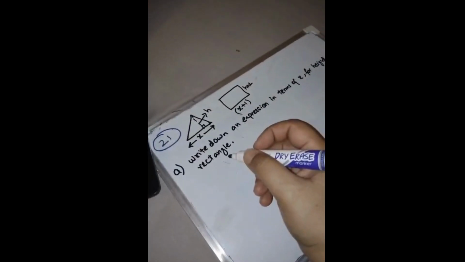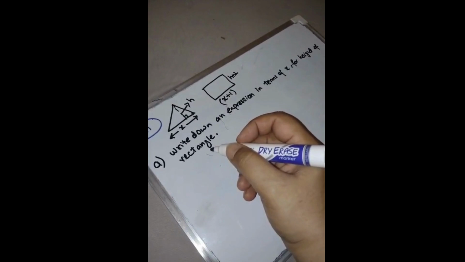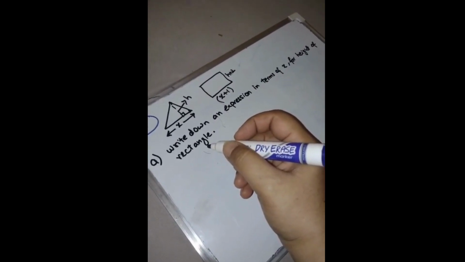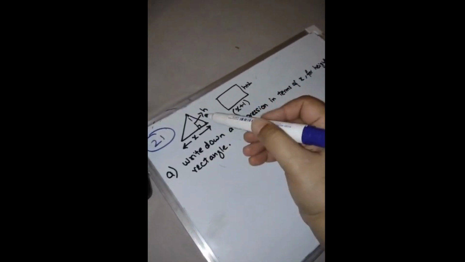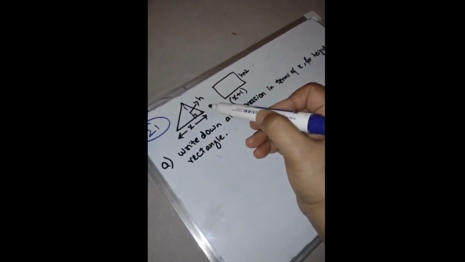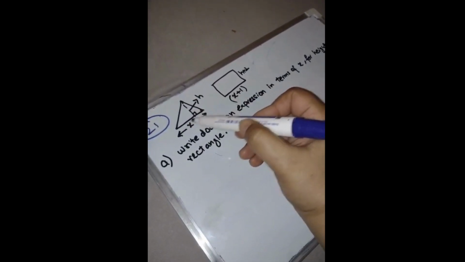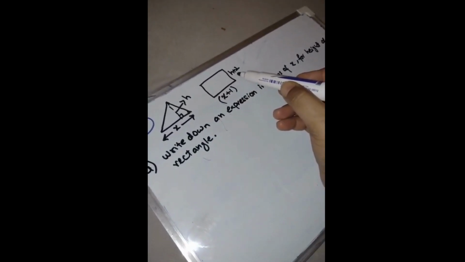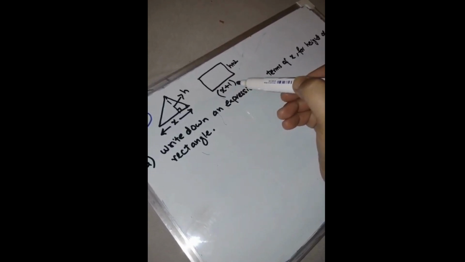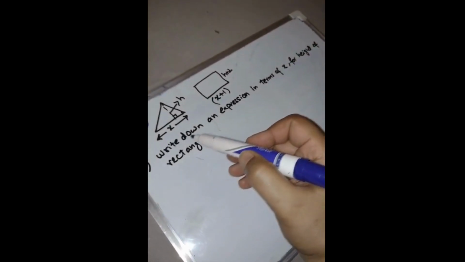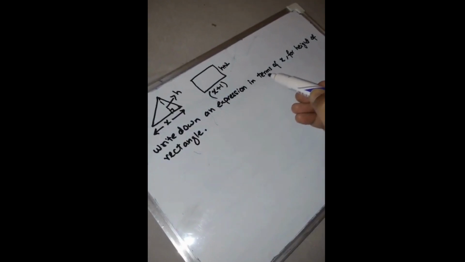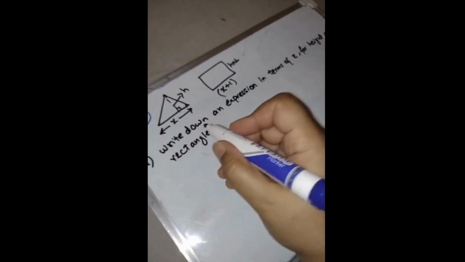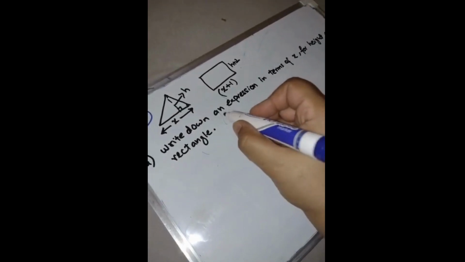This is question number 21, paper 2025, paper 2. In this question, they've given us a triangle with height h and base x, and a rectangle with height h plus 2 and base x plus 1. Now they want us to write down an expression in terms of x for the height of the rectangle. So we have two equations here, and they have also given the areas of both.